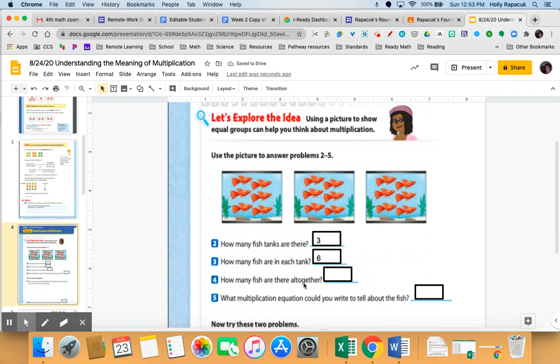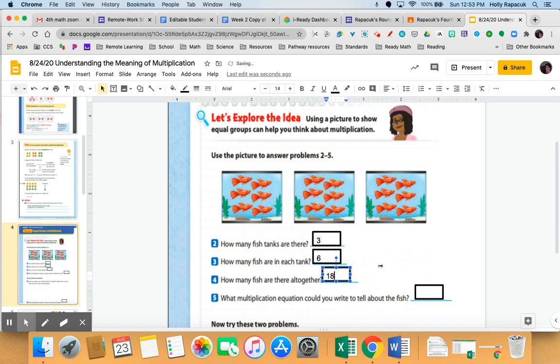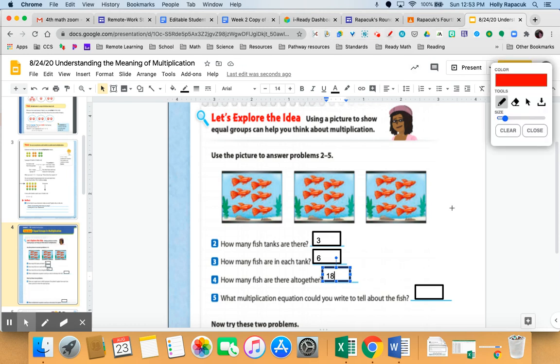How many fish are all together? Well, I could go back and count them: 1, 2, 3, up to 18. So I know there's 18. But an easier way to do that would be to write 3, because my 3 tanks, times 6 equals 18.